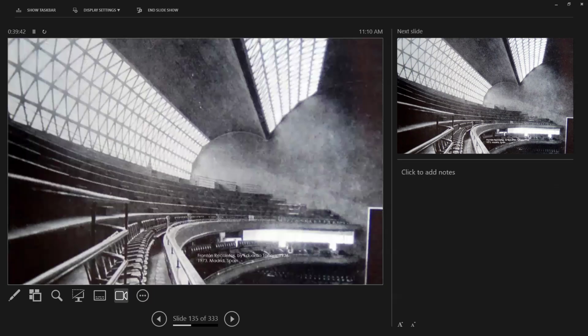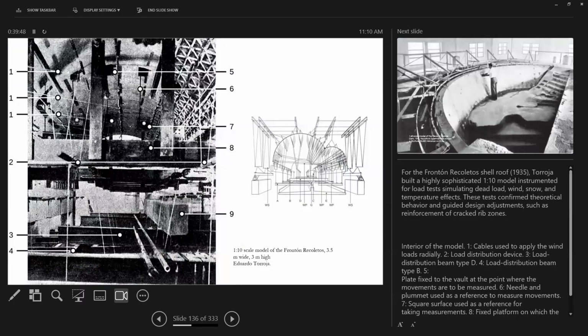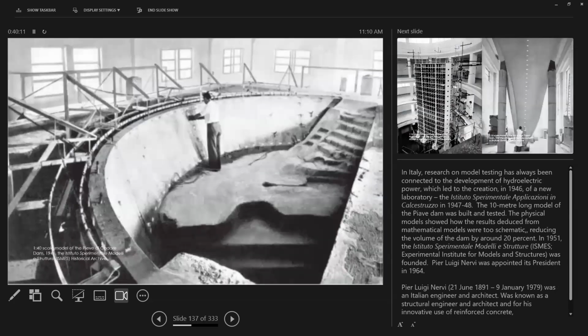And also, for another one of his buildings, they built models like this that were pulled on from all different directions, distorted with all different kinds of loading forces in order to see whether they would break. And actually, they would find out certain things would collapse. They would test them to failure and then redesign them. And then there was in Italy a very significant lab, the Istituto Sperimentale Modelli e Strutture.